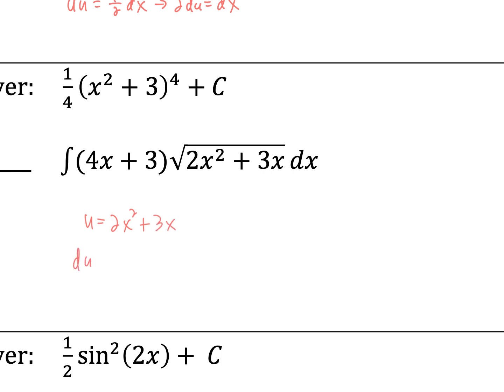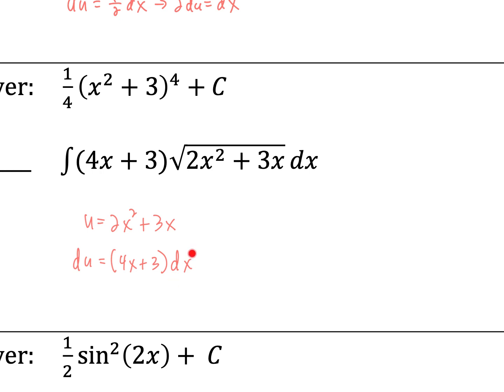Immediately take the derivative of both sides. So the derivative of 2x squared plus 3 is 4x plus 3. We'll put it in parentheses because whatever you take the derivative of, the whole thing gets multiplied by dx. So if you have things added or subtracted here, you'll have to put it in parentheses and then multiply by dx.